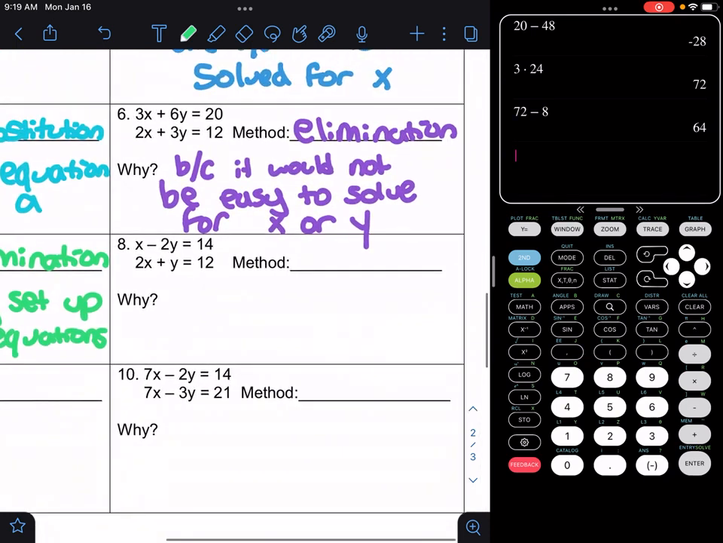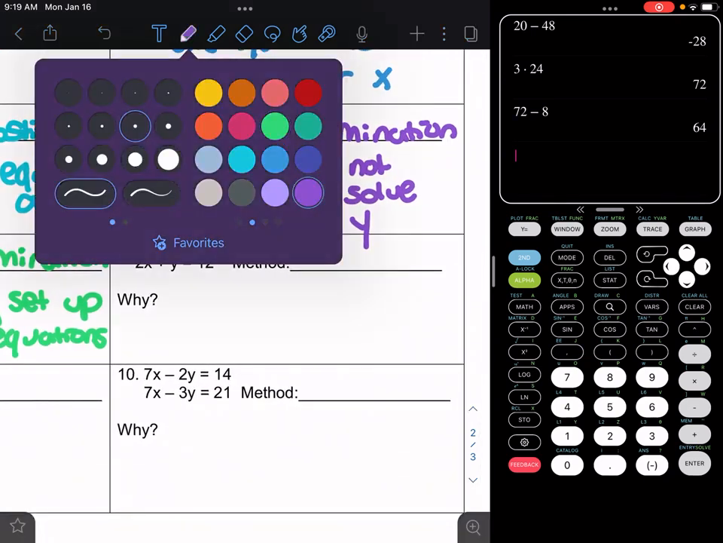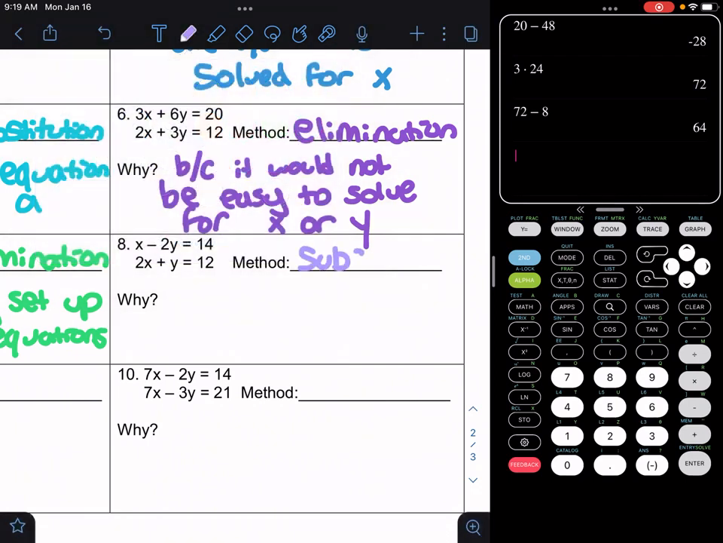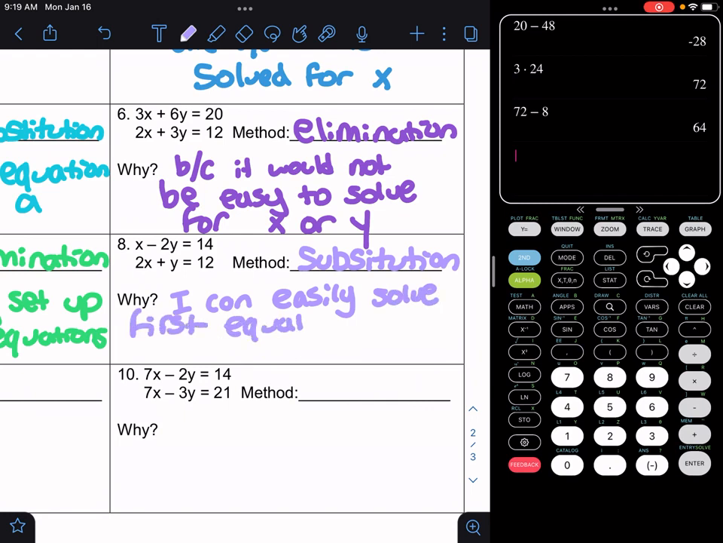Alright, this next one. I will say we can use the elimination method or the substitution method here, but maybe I'll use the substitution method. And why? Because I can easily solve the first equation for x, since the coefficient is 1.